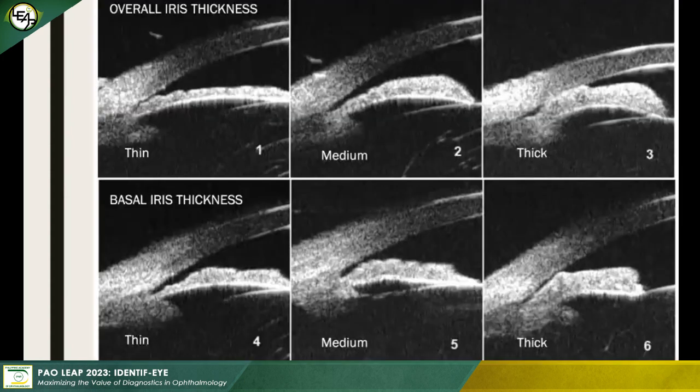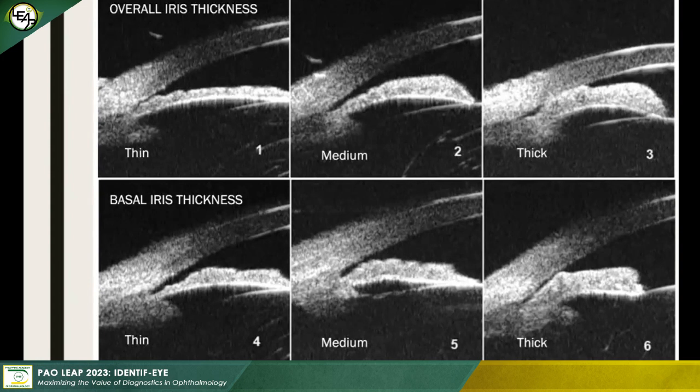Because UBM is a very qualitative mode of diagnostic for the angles, there have been attempts to standardize the description. This is an example of the standardization technique, from the Lee study. These are some of the parameters that have been used to describe it. The first parameter is overall iris thickness. This takes into account your peripheral iris and your central iris. It can either be thin, medium, or thick.